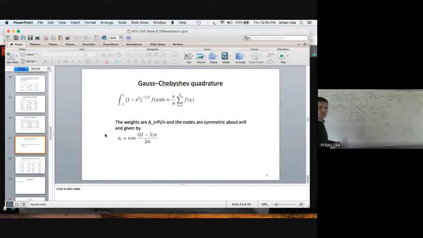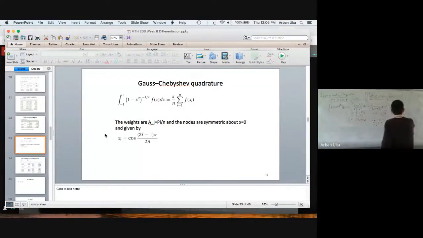So the weights, you can take note here, are pi over n, and the values of x are symmetric about x0, which means that one of them is going to be 0 for sure. And this is the cosine. So x_i is equal to cosine of (2i minus 1) times pi over 2n.